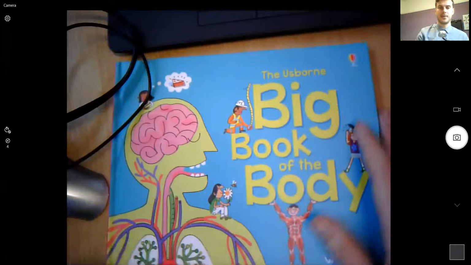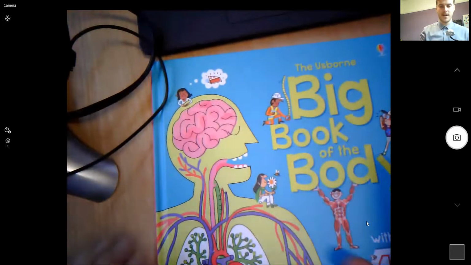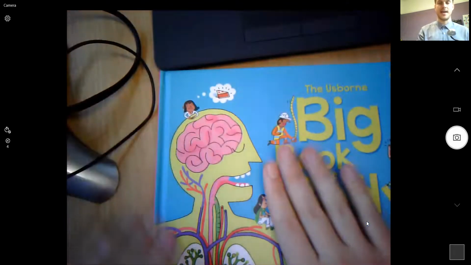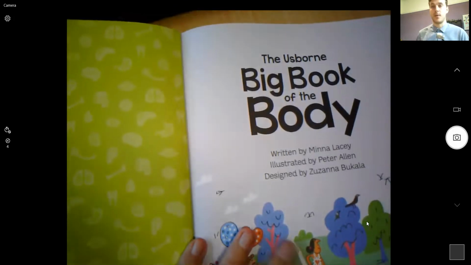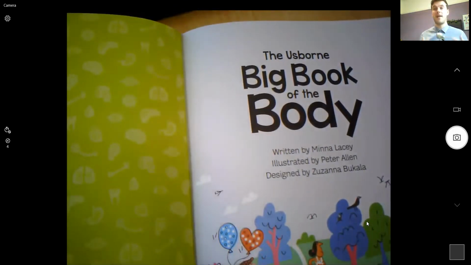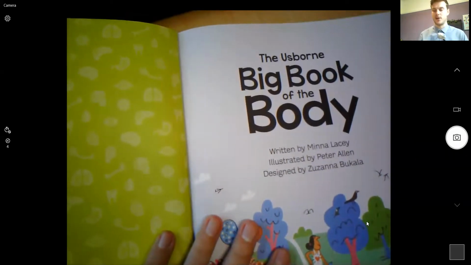So what I'm going to do is share my screen and get the camera up. Here we go. So this is our big book of the body. Everything we need to know about the human body is going to be in this book. To start with, we're going to look at what makes up the human body. We are not just made up of one thing. As humans, we're very complex animals. There's lots and lots of different things that go into making a human being. That's what we're going to look at today.